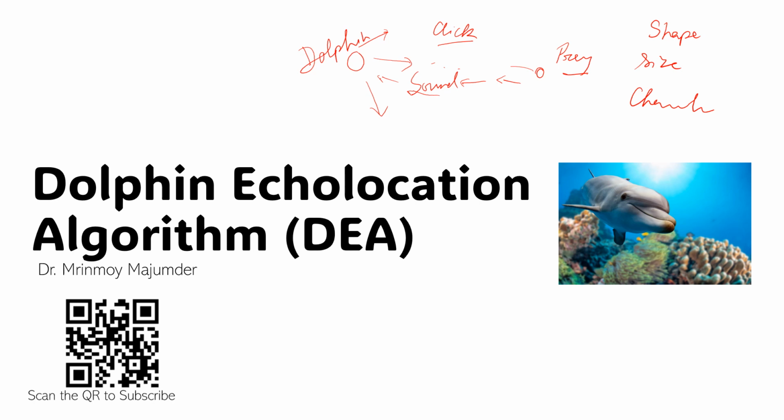And at the first instance, the dolphin emits its sonar signal to every direction randomly, but once it detects the prey, it starts to emit the signal at that direction only, and also at a higher rate.